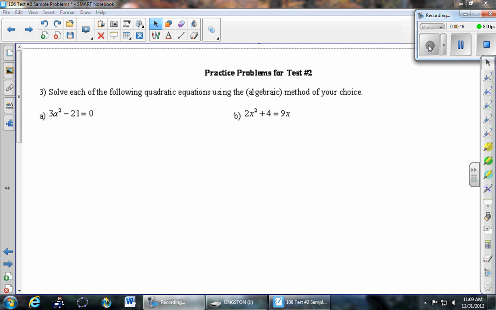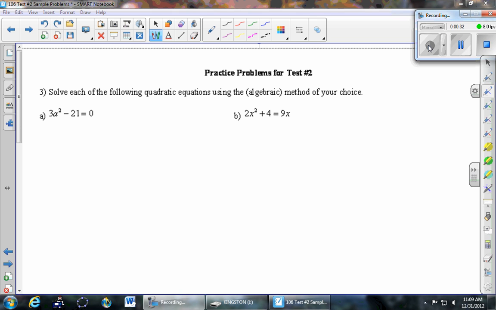So you're welcome to use the quadratic formula for every problem on this page, every part of number 3, but it turns out that there are sometimes easier methods, shorter methods to solve quadratic equations. So I'm going to go for the shortest method I can think of for each of these.